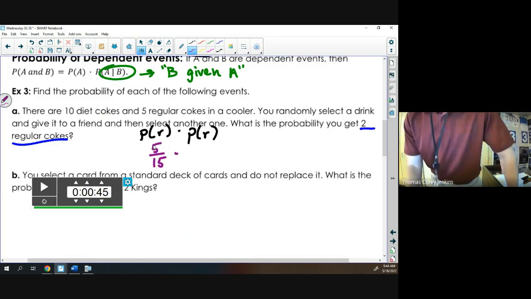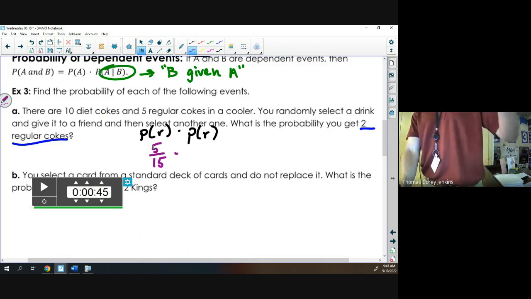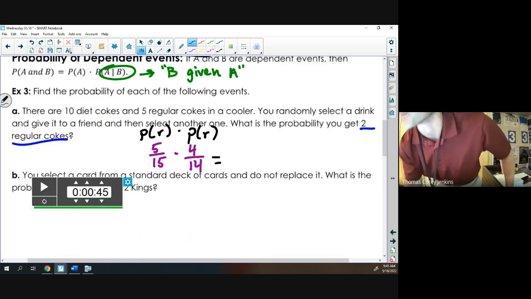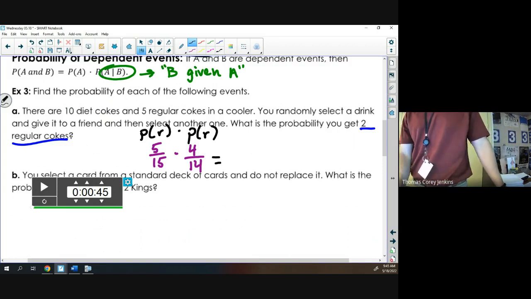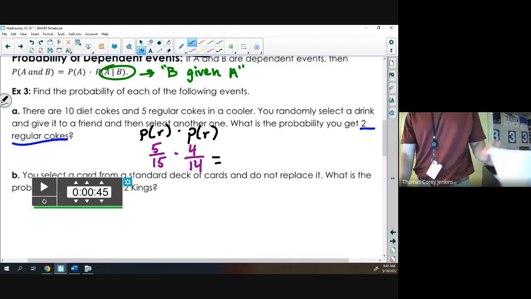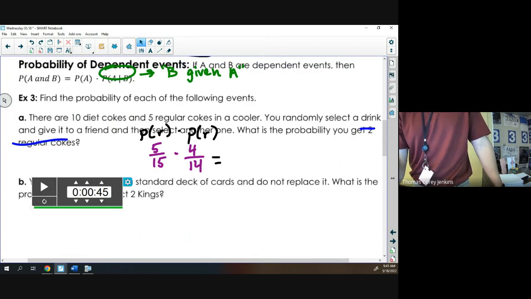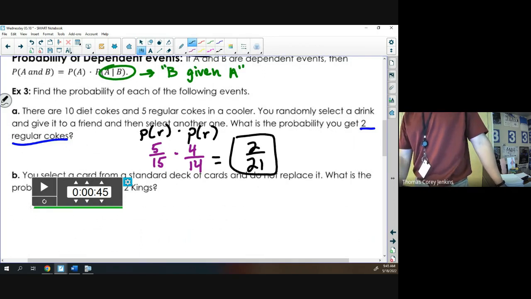And then probability on the second draw, now you've got to think, how many regulars do we have left? If we drew 1 out, there'd be 4 left now, out of a total of 14 to choose from. So that's the probability of event B given event A. Then we just multiply. I already went over that process. So when we multiply here, we should get 2 out of 21, or whatever the decimal is. Everybody with me on that?